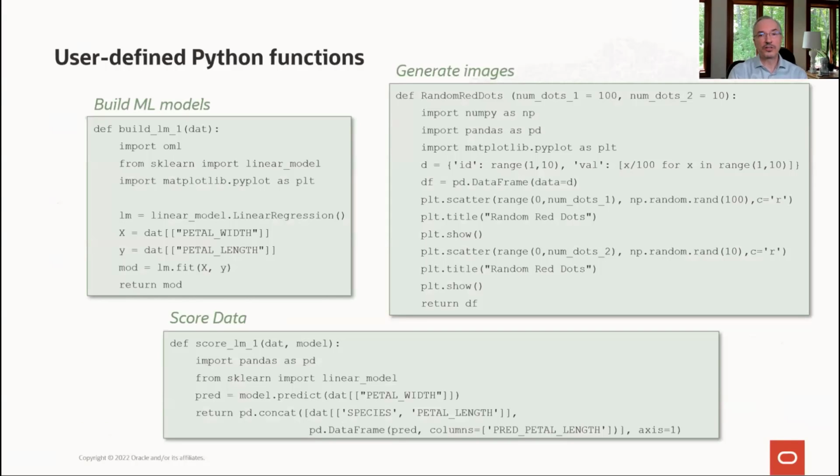So what do these user-defined Python functions look like? They can include just about anything. Here are a few examples, from building machine learning models and computing statistics to scoring data using native Python models and generating images, plots, and charts.